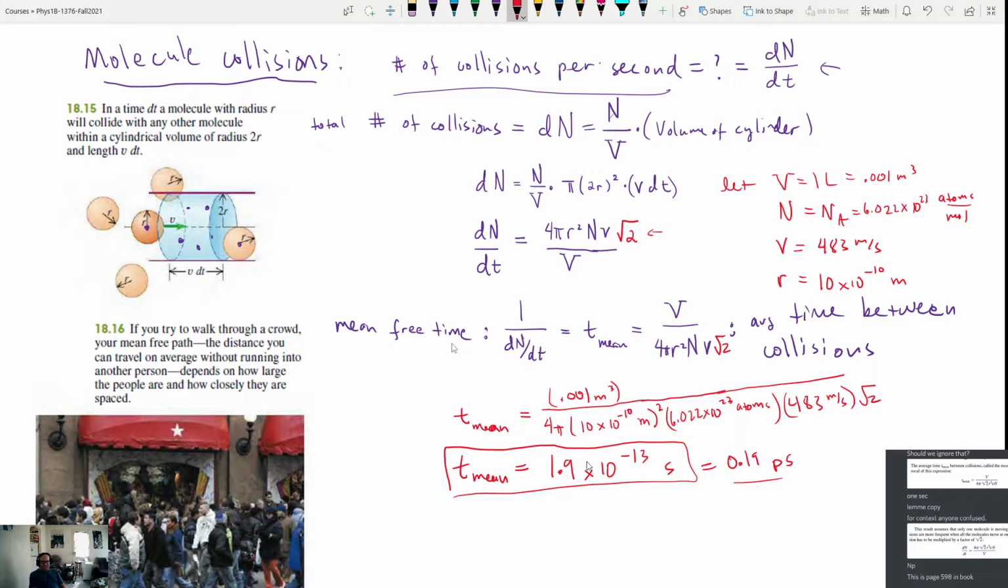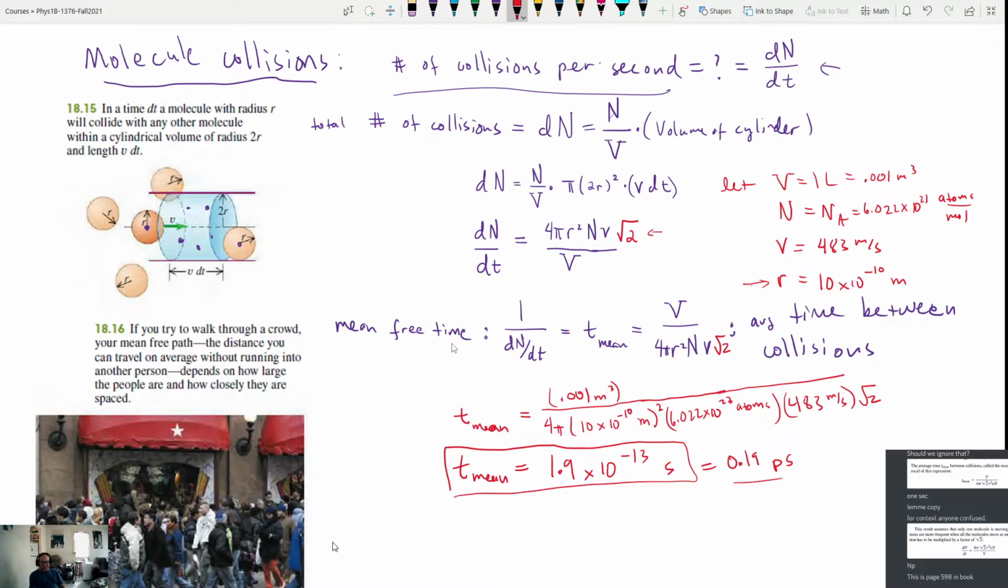Now, some of the assumptions we made here may be wrong, but the only real assumption that I made was this one right here. One other thing that could reduce the mean time is if we allowed the volume to be bigger. If you cram a bunch of molecules into a tiny volume, then they're going to have more frequent collisions. Okay, now the next thing we can calculate is what's called the mean free path.